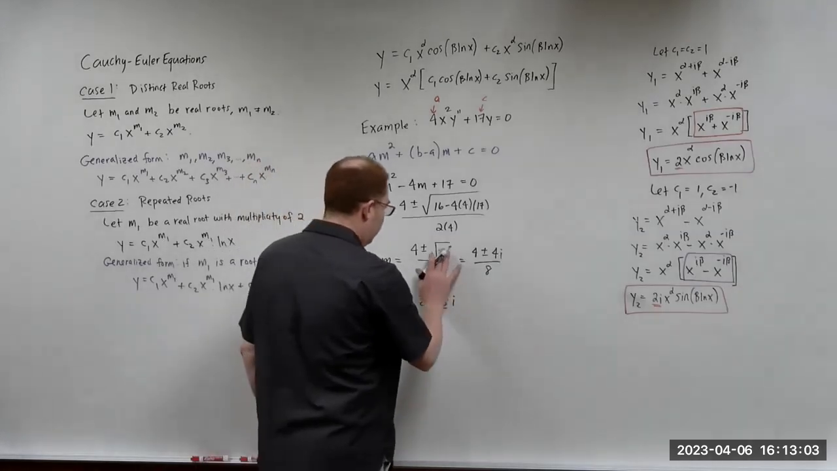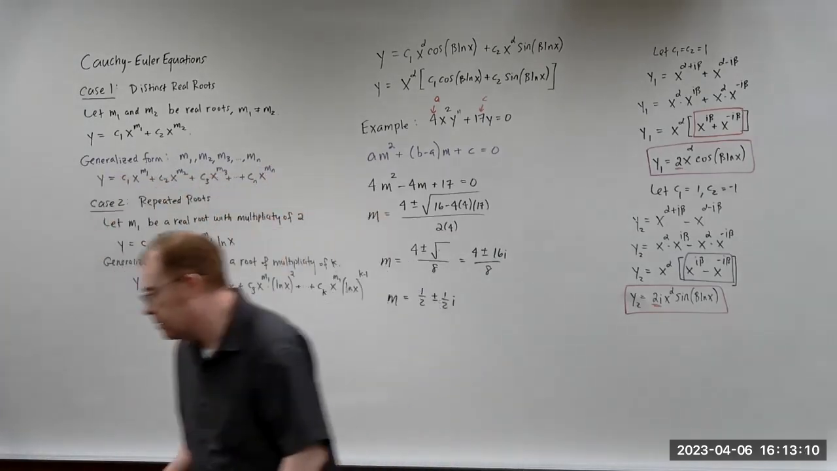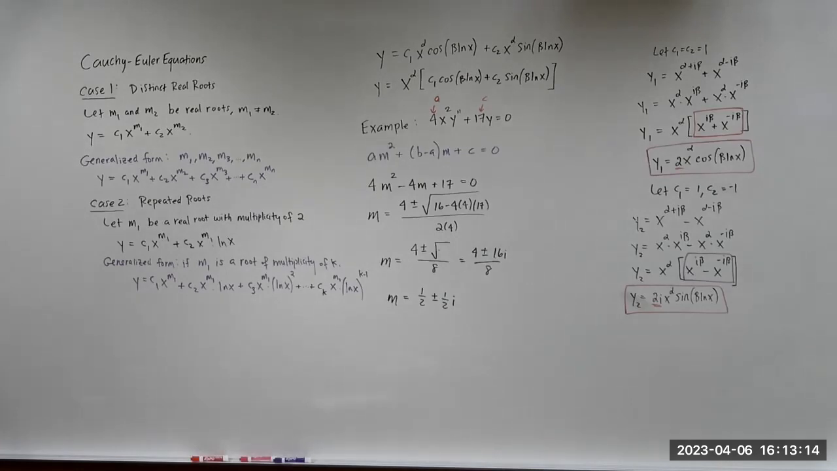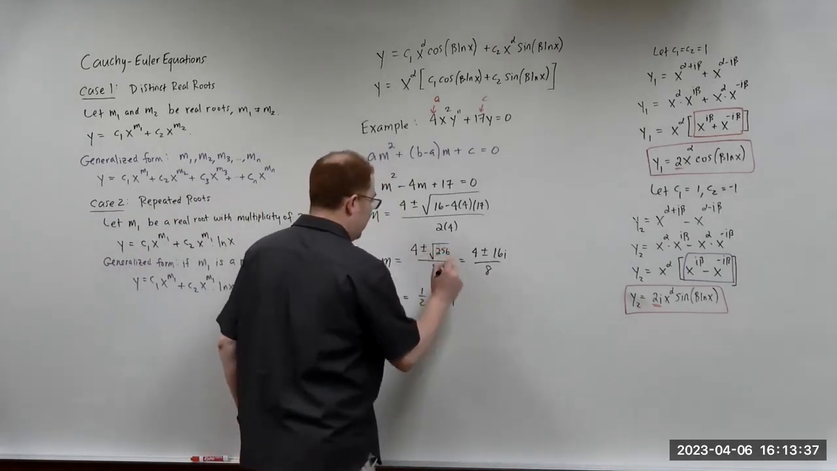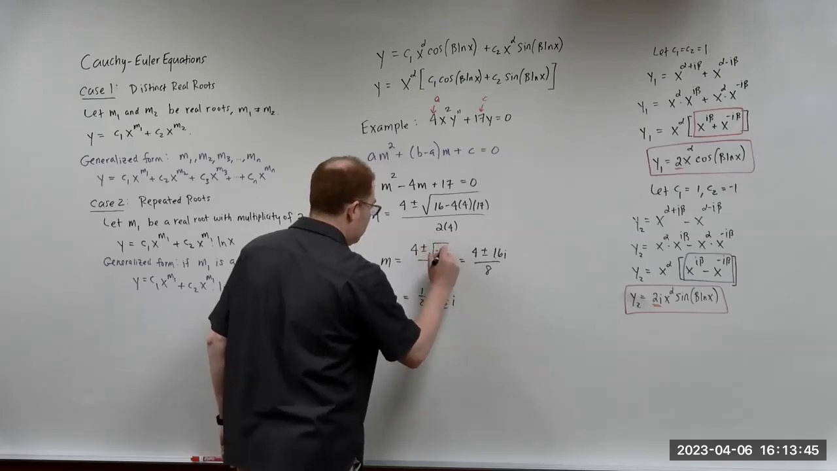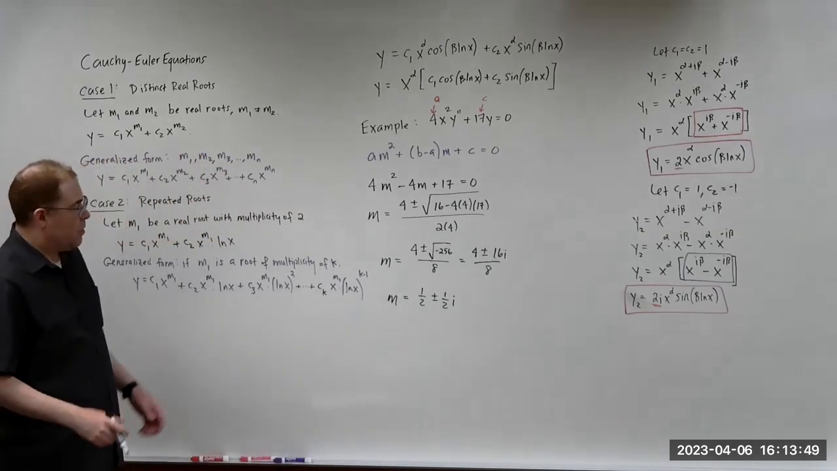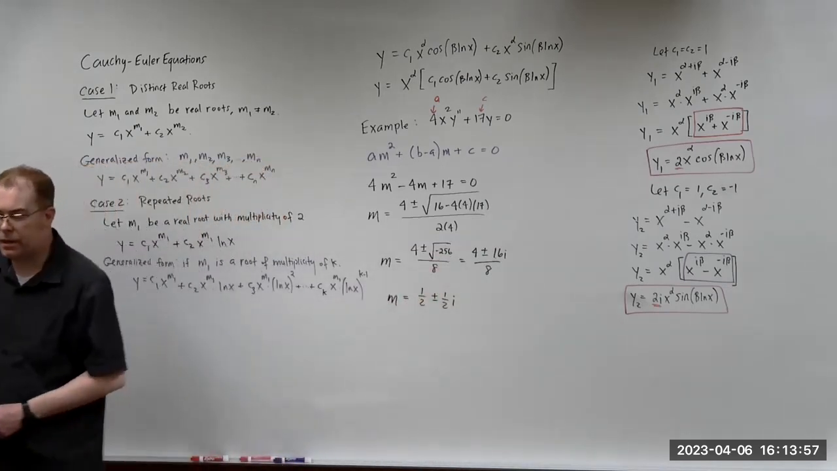Sorry, that's 16 i. Let me just check the value on this, just double check my book here. Yep, okay, that makes sense. So there should be 256, and that's negative. All right, so therefore the i is just coming from the square root of negative one, and then we have two, and then the square root of 256 is 16. Okay. All right.